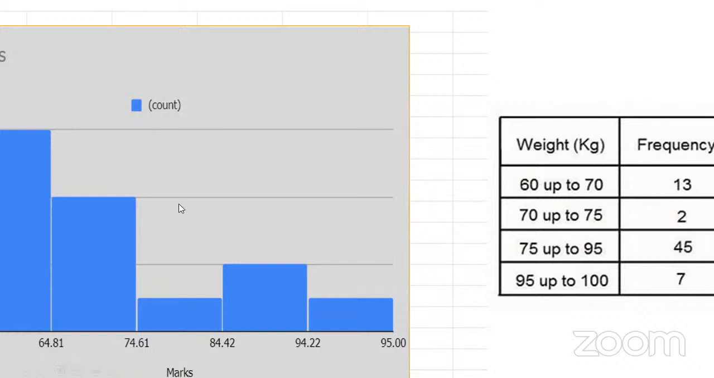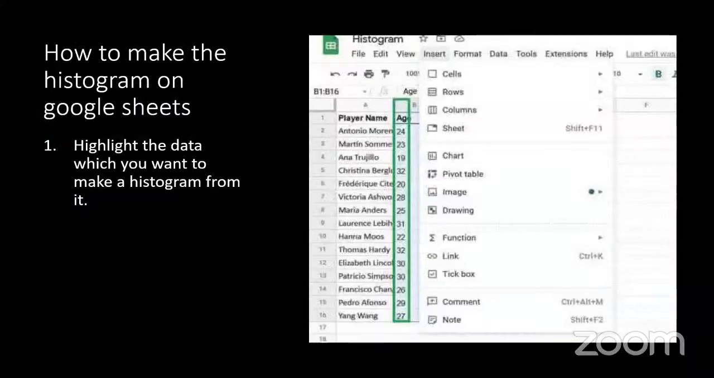If you look at this histogram, just by looking I can see that the majority of data falls in the first group, and the least falls in the last group, which is between 94 and 95. This is just a random example. I will explain everything later on.